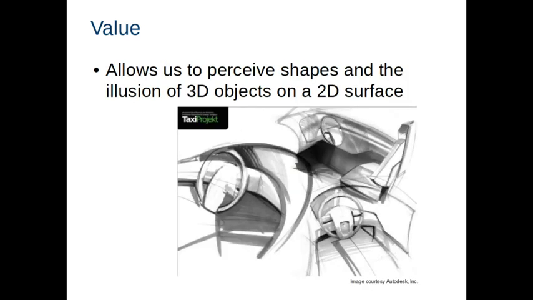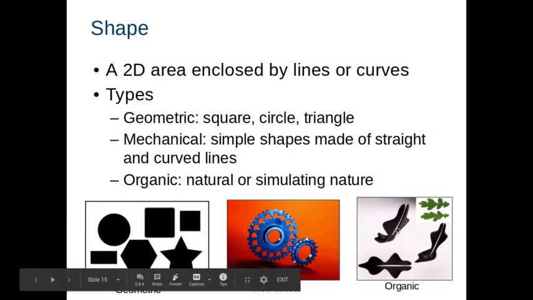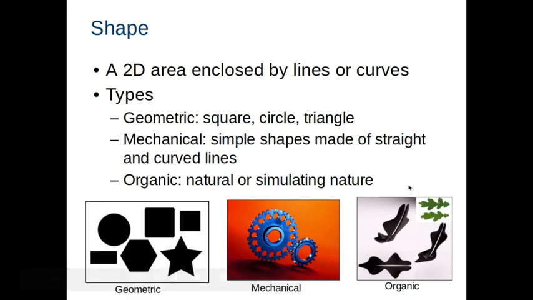Our next element here is shape. So shapes we can break down into geometric, mechanical, and organic. So your geometric shapes are the ones that are your standard circle, square, polygon, triangle, whatever else. Any kind of a two-dimensional shape there. Next up is mechanical. Those are usually fairly simple shapes combined together. A lot of straight and curved lines. Okay. Lastly is organic. Organic is one that looks the most natural. It's made to simulate nature.